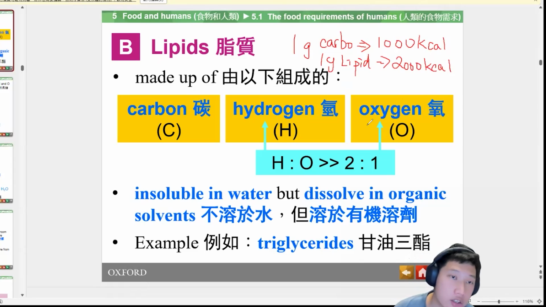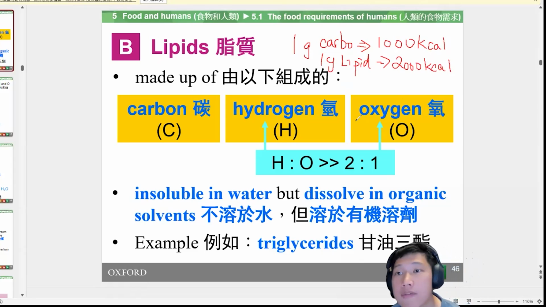Now, normally in the questions, we will give you some information. In case we did not give you any information and you are required to compare the energy value of these three substances, please be noticed that you need to times two for the lipid in order to calculate the overall energy value. Is it clear?